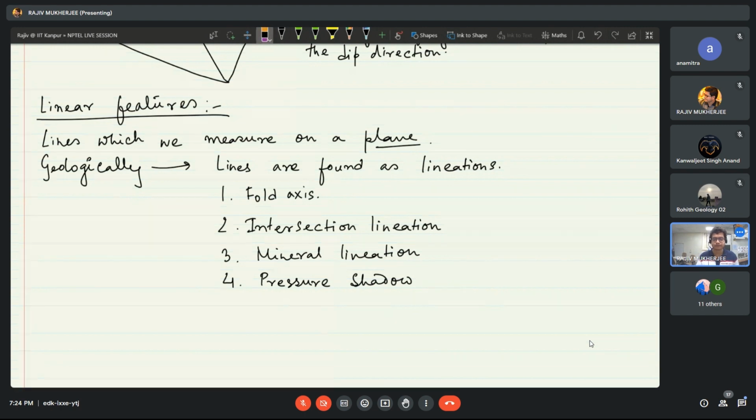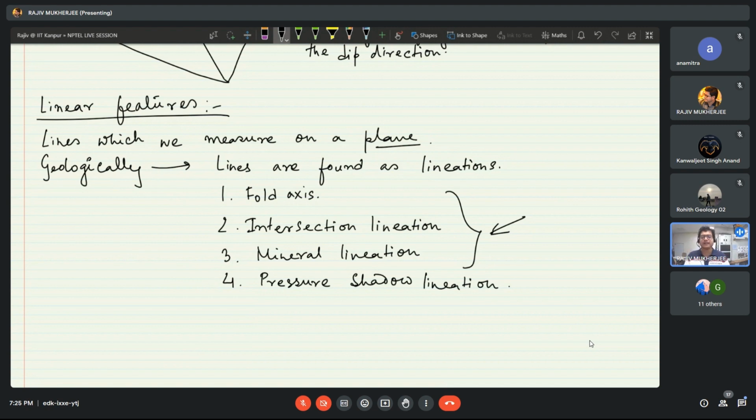Sorry, yeah, pressure shadow lineation. So in this introductory field structural geology course, we have visited Ghatshila, which is in the Jharkhand district, and there are marvelous structures. Of course, we have gone through the first few lectures. There are some exposures in Ghatshila, and there we have observed all four kinds of lineations: fold axis, intersection lineation, mineral lineation, as well as pressure shadow lineation.